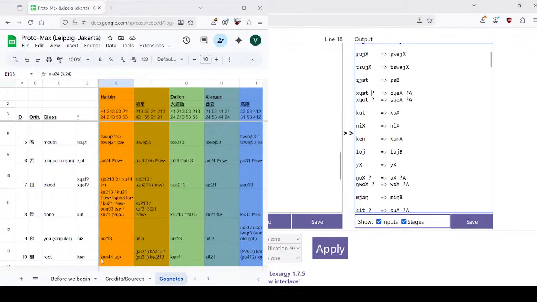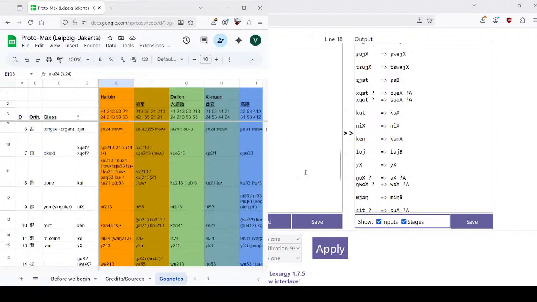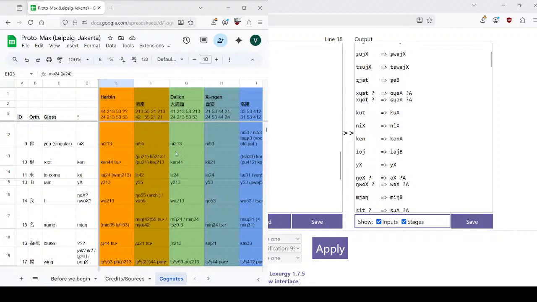Now, 鼓, that checks out as well. Again, this goes to 鼓, but I don't know. It seems like body parts have more of a rising tone contour. But anyway, 你 is correct. 跟 is correct. 来 is correct. 语 is correct.